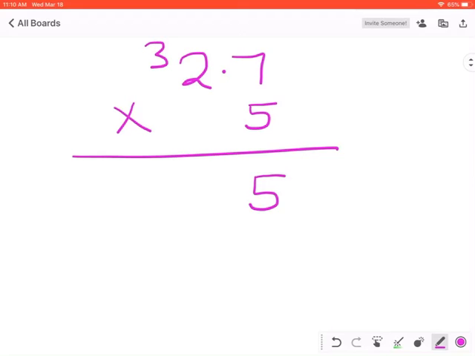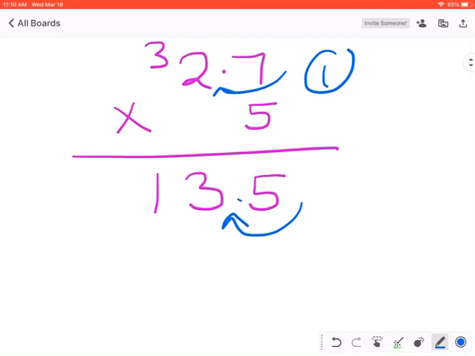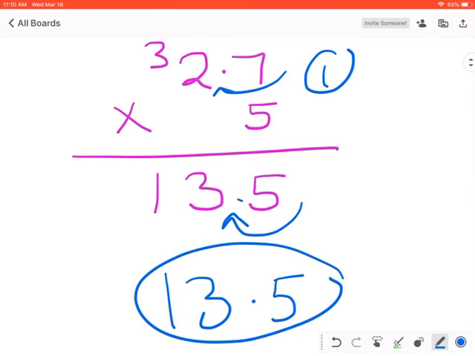7 times 5 is 35. Bring down the 5, carry the 3. 2 times 5 is 10, plus 3 is 13. Now we have to put our decimal point back in. I swooped one time from the end of my number, so that means I have to swoop one time in my final product. 13 5/10.